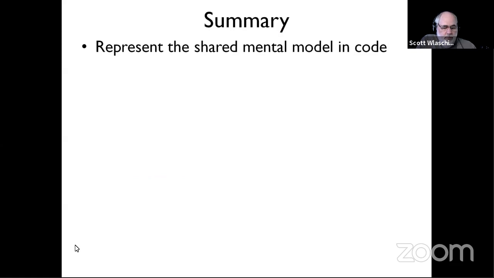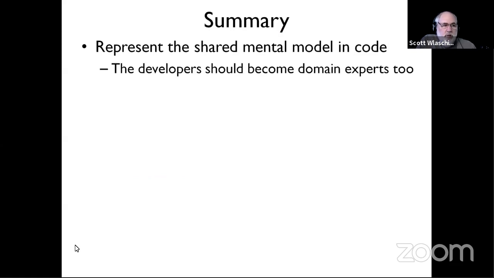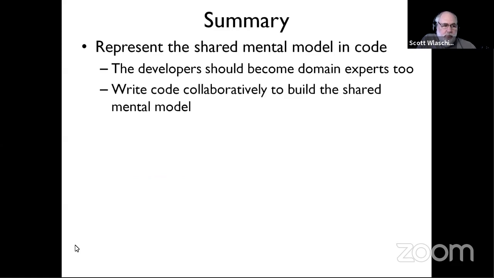So just to sum up, we've got the shared mental model in code. This is the most important thing. Really, as a developer, the best thing is if you can become a domain expert and use the same words and the same concepts that everyone else is using, rather than just using technical jargon. It's really important to do this collaboratively. The idea is to get everyone on the same page using the same mental model.